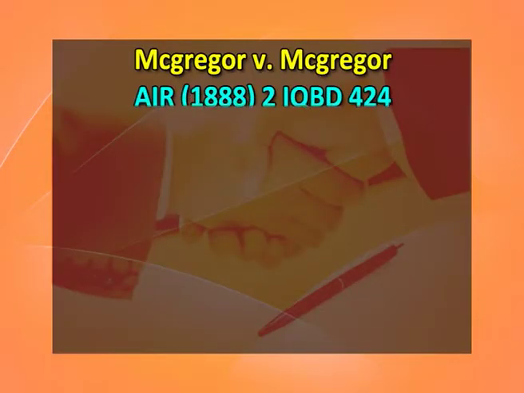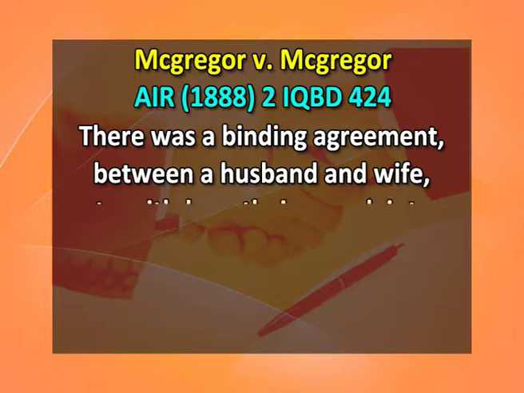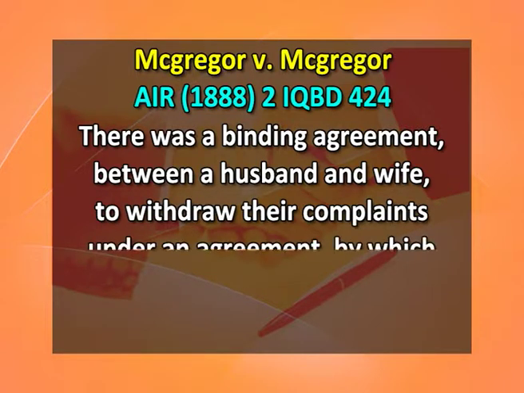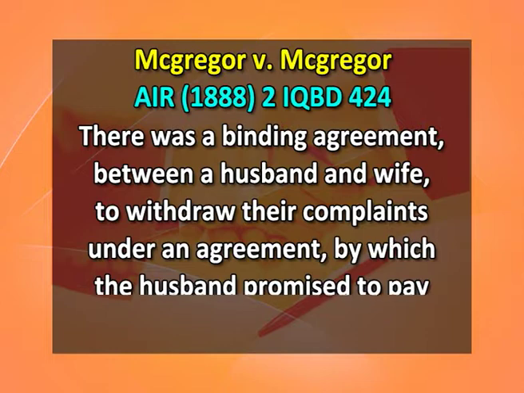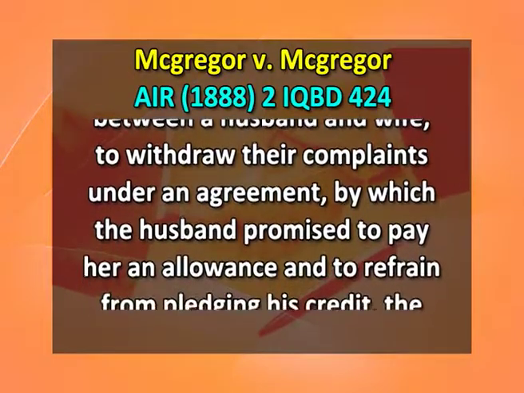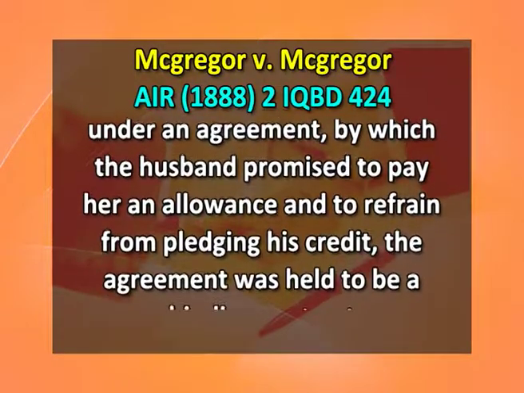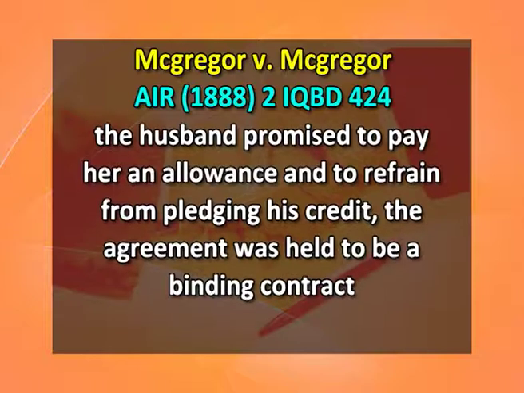In McGregor versus McGregor, AIR 1888, there was a binding agreement between a husband and wife to withdraw their complaints under an agreement, by which the husband promised to pay her an allowance and to refrain from pledging his credit. The agreement was held to be a binding contract.